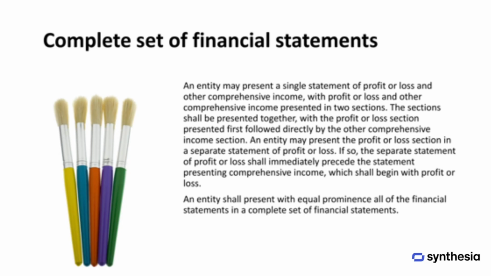An entity has the option to present a single statement that combines profit or loss and other comprehensive income, structured into two sections. In this format, the profit or loss section appears first, followed directly by the other comprehensive income section. Alternatively, an entity may choose to present the profit or loss section separately in a distinct statement. In such cases, the separate statement of profit or loss must immediately precede the statement of comprehensive income, which will begin with the profit or loss figure. Regardless of the presentation format chosen, all financial statements within a complete set must be given equal prominence to ensure clarity and consistency in financial reporting.